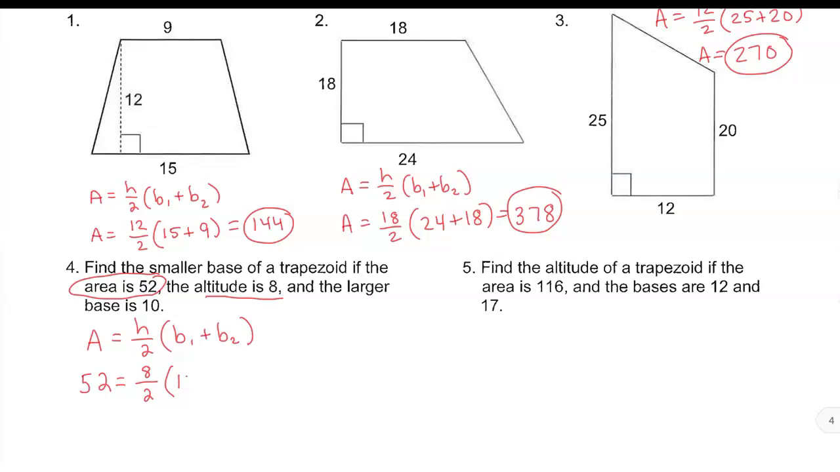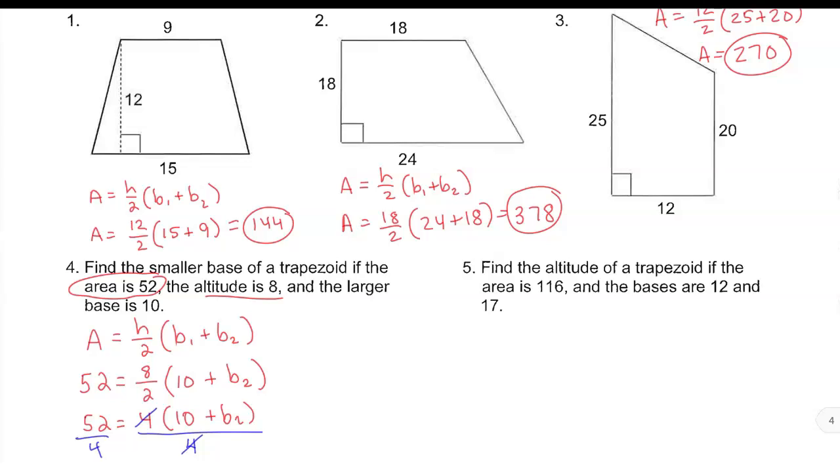The larger base is 10, so we're going to find a smaller base. It does not matter where you put the 10. Either put it in for B1 or put it in for B2. I'd like to point out that 8 divided by 2 is 4, and that you could divide both sides by 4.